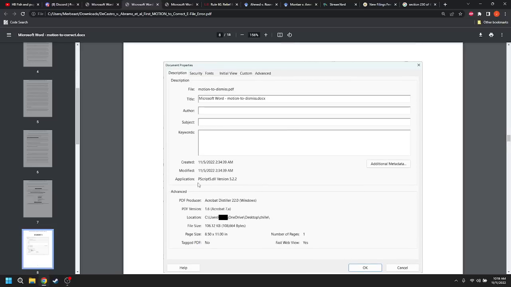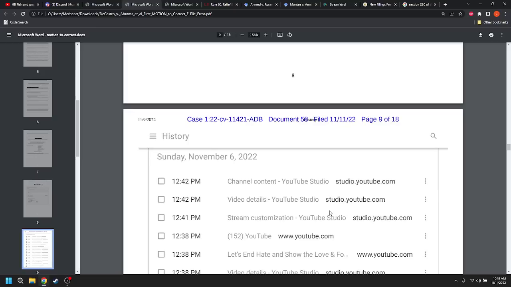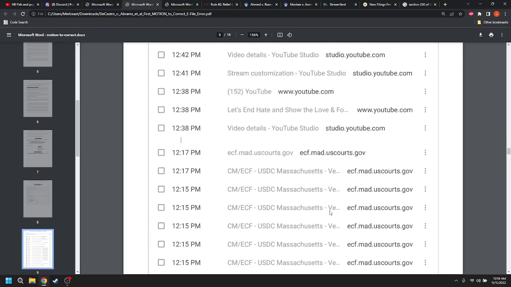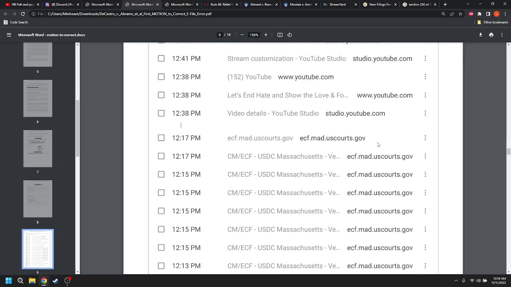This is apparently his motion to dismiss. He shows it. This is his document. He shows it was created at 11/5/2022, modified same time. So it's created and modified at the same date, which means that he probably downloaded it from someone else. And awesome. You know what? You can change the date on your computer and download a file, and it will show that date. Just so you know. This is some of the stuff showing that he went to ecf.mad.us.courts, and then he spent a bunch of time in YouTube studios for about 20 minutes.